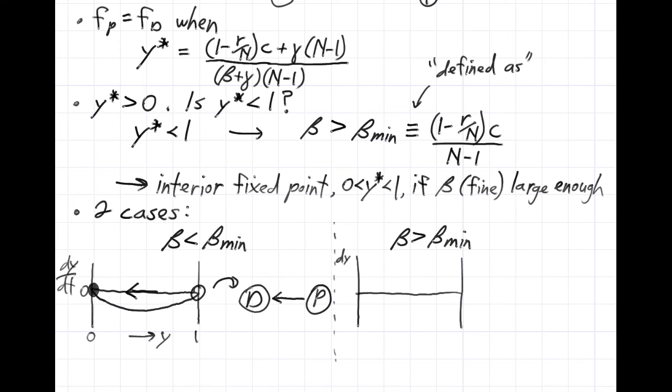On the other hand, if beta was bigger than beta min, then again, dy/dt would start negative, but at some point it would cross 0. And this point would be y star. So when we're smaller than y star, then y is decreasing, but when we're bigger than y star, then it's increasing. And because of that, we have two stable equilibria and an unstable equilibrium in the middle.